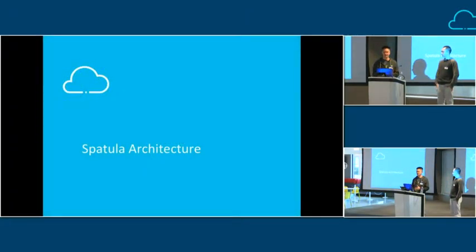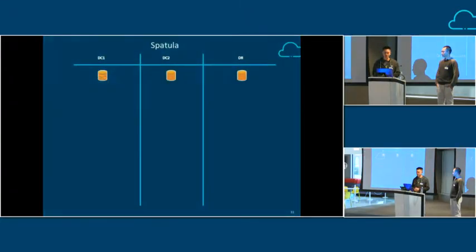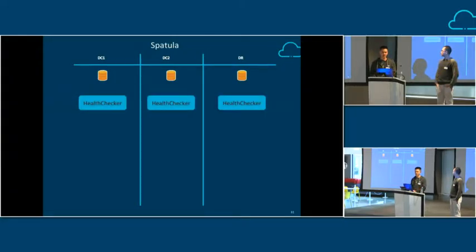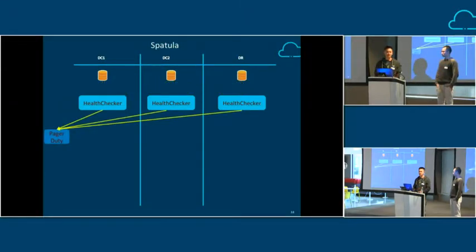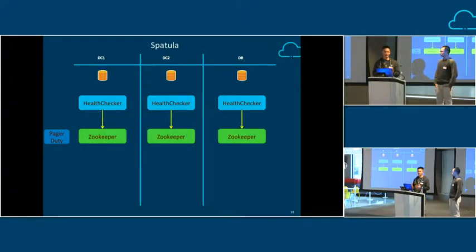So how does Spatula fit into our multi-data center architecture? Well, let's start with a very simple diagram. We have database instances in each of our three data centers. We have this health checker service in each of our data centers. Each health checker service is checking all of our MySQL instances. If there's a problem, we'll just fire off an alert, and we use PagerDuty for that. We'll wake up a DBA so they can do some investigation. We'll also take that information and put that into Zookeeper. So Zookeeper is our source of truth to know if a database instance is up or down.